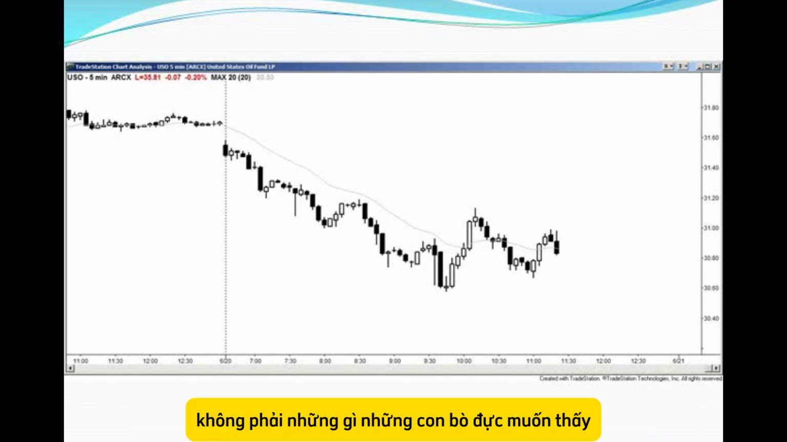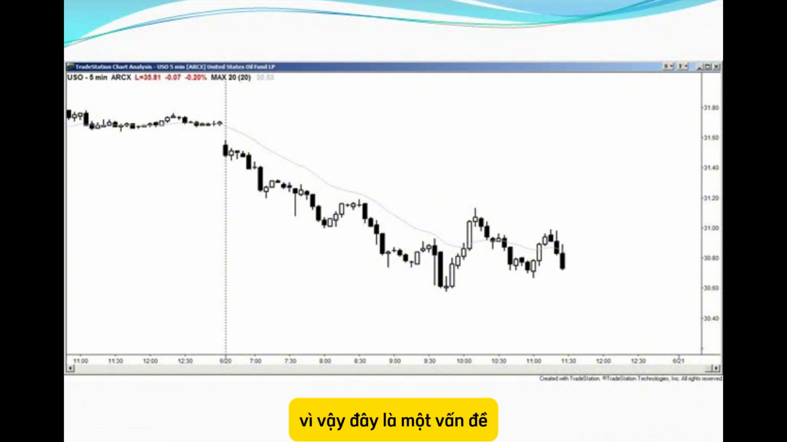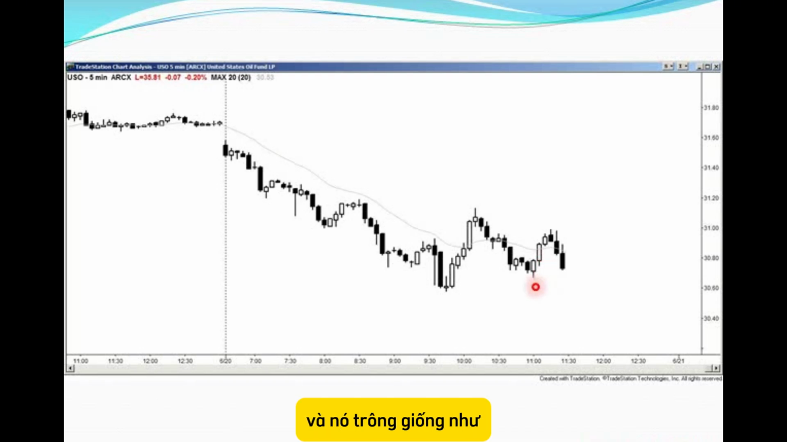Not what the bulls want to see. Clearly not what the bulls want to see, so this is a problem. The market fell below the entry bar for the bulls, and it looks like it's probably going to fall below the signal bar as well. These 3 bear bars, bodies getting bigger in size. Even if the market turns up here, there are probably sellers above.